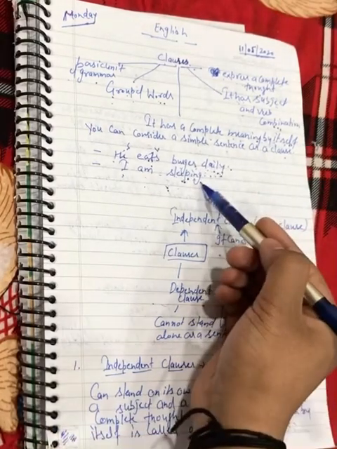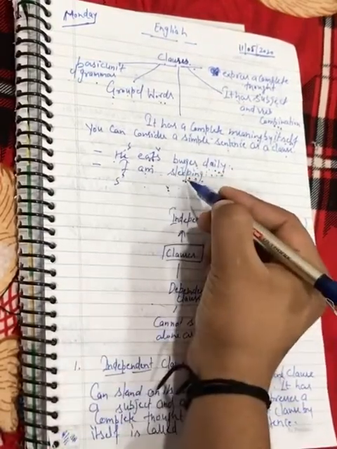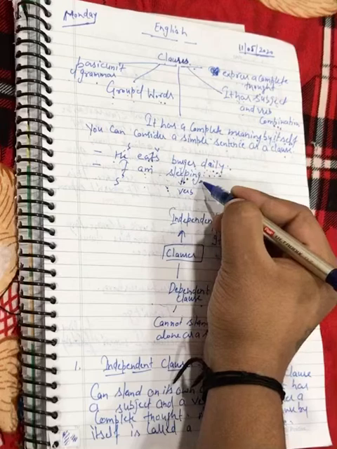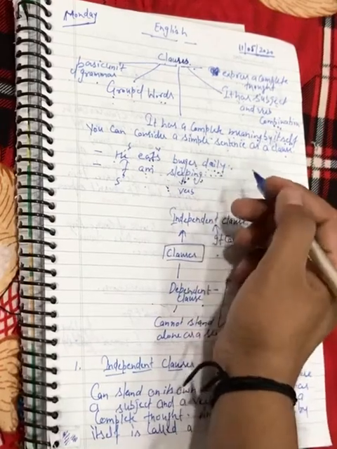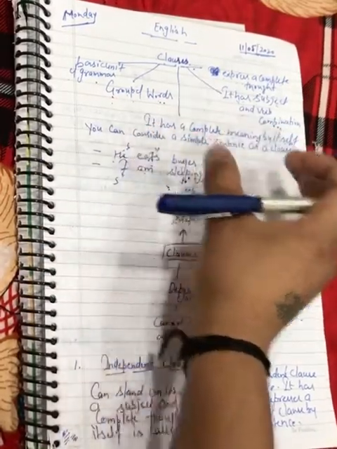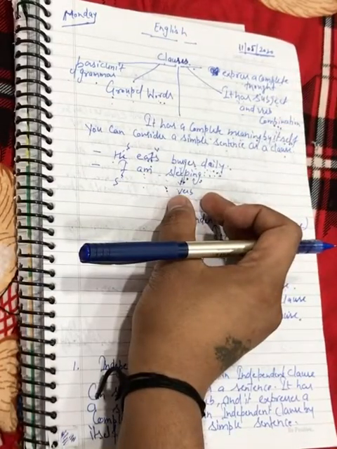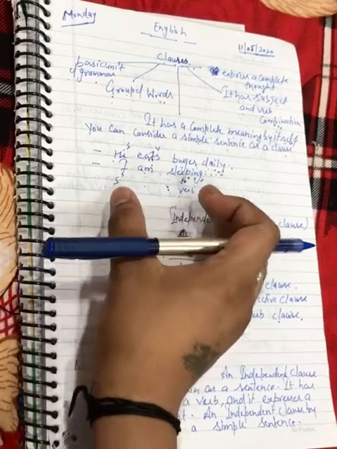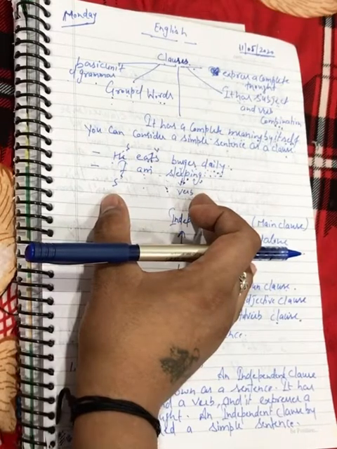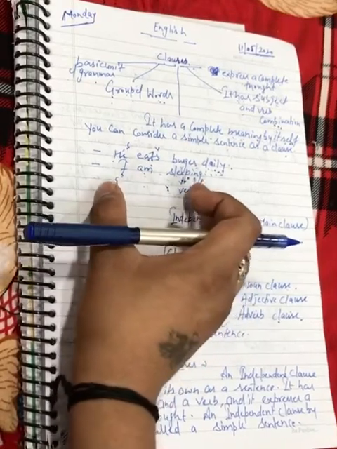In the second sentence, I is the subject, am is a helping verb, and sleep is the verb. So this sentence is also a clause, because it has a group of words, it has a subject and verb combination, and it has a complete meaning by itself. Understand? So that's why this sentence is a clause.